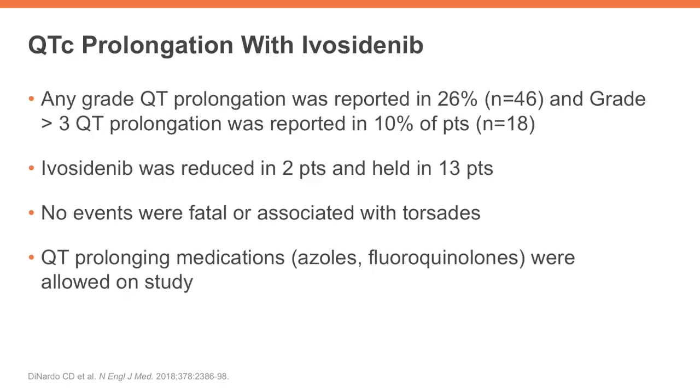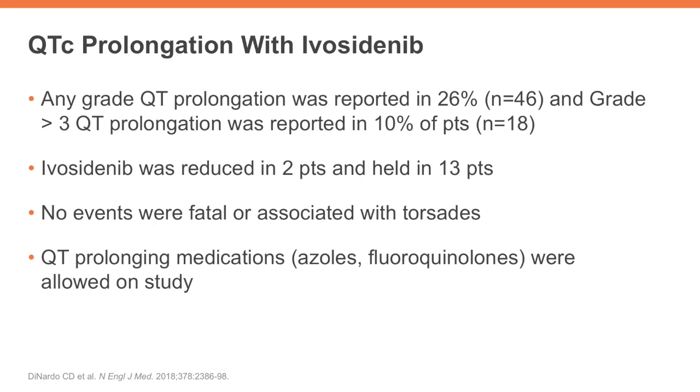Finally, it is important to note that there is QTc prolongation with ivosidenib. This is the IDH1 inhibitor. About 26% of patients on the original phase 1 clinical trial had any grade QT prolongation. Grade 3 or higher QT prolongation occurred in 10% of patients. Management on the original trial included dose reduction in 2 patients, dose delay or drug hold in 13 patients. No events were fatal or associated with cardiovascular compromise, such as torsades.